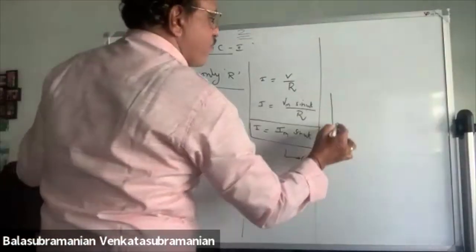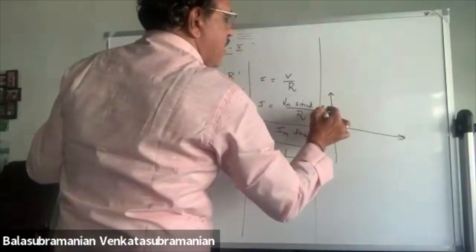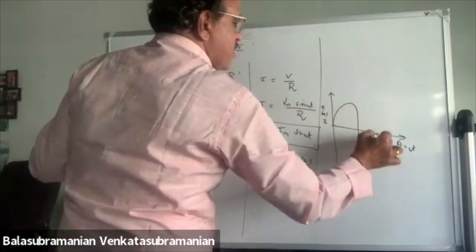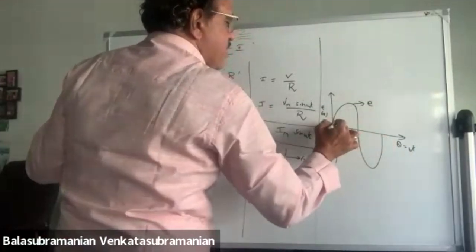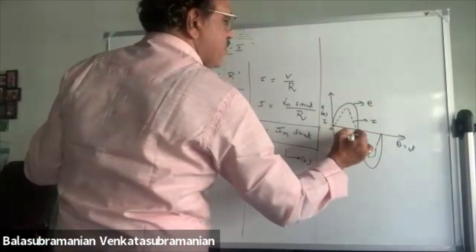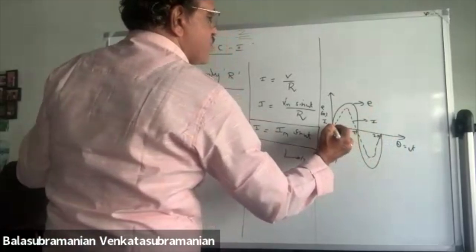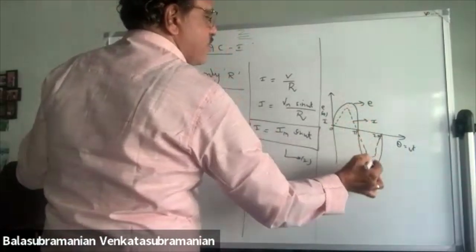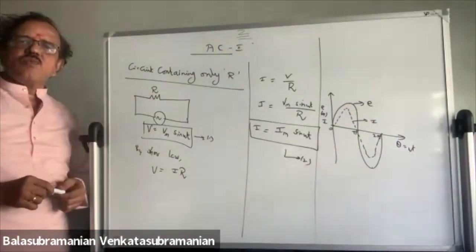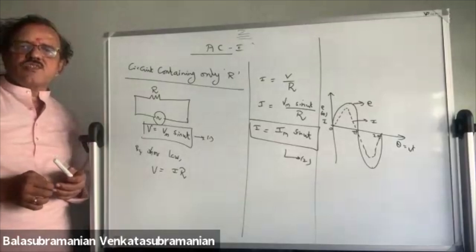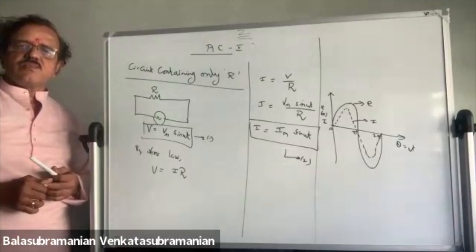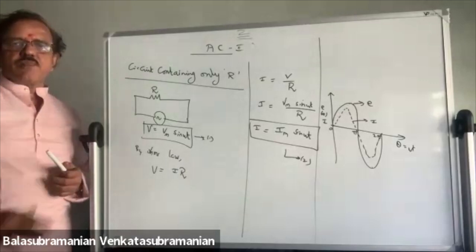So when you draw a graph, this is theta or omega t. This is the graph for voltage, and the same for current also. This is I. 0, pi, 2 pi. Both start with 0, positive maximum, 0, negative maximum, 0. That means the phase difference between current and voltage is 0 here in the case of circuit containing pure resistance. Okay. So this is the first topic.